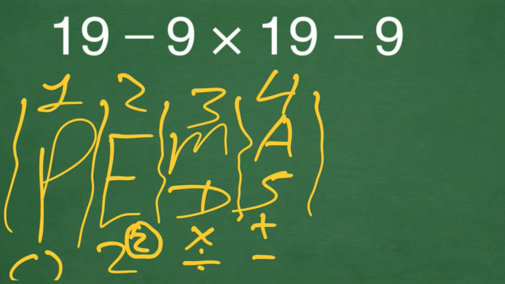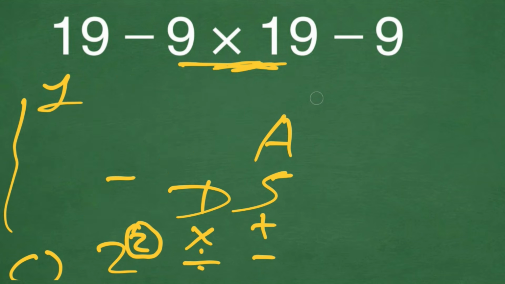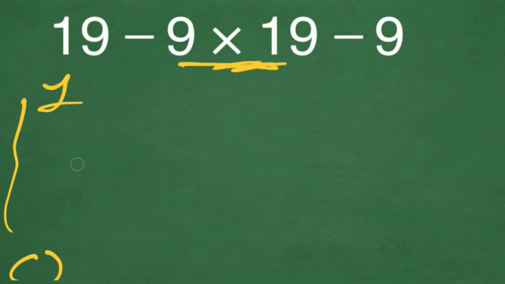So in this case, we have multiplication and subtraction. So since multiplication has higher priority than subtraction, we have to solve the multiplication before the subtraction, right? So that is the right order. And then we are going to move to subtraction and solve and get the right answer.